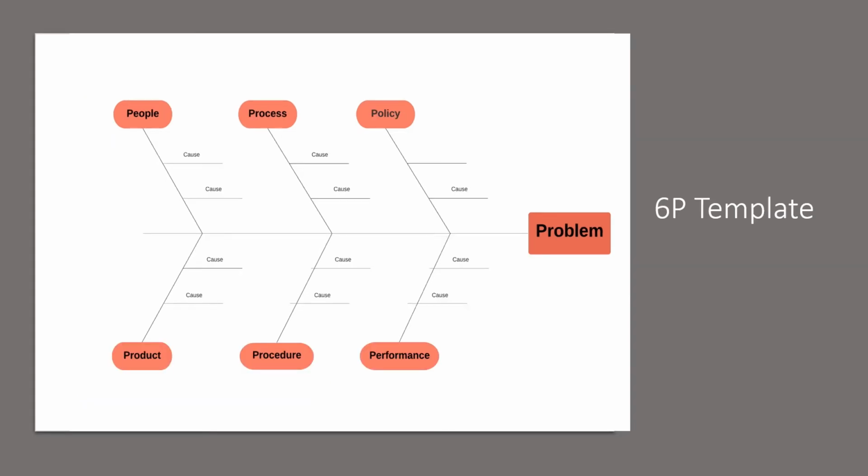A second template is the 6P template. As you can see, the problem is at the head of the diagram. There are 6 major groups of causes, but this time each one of them is starting with a P letter.